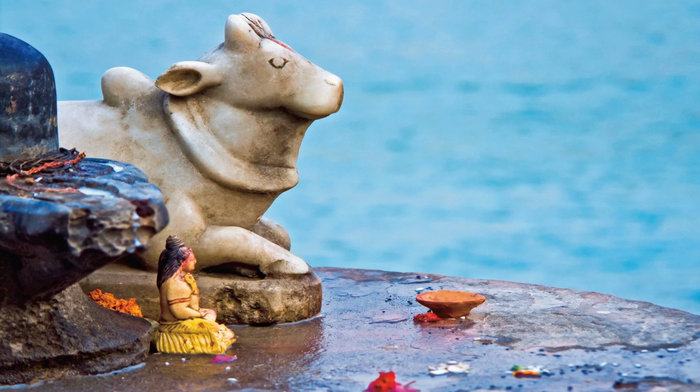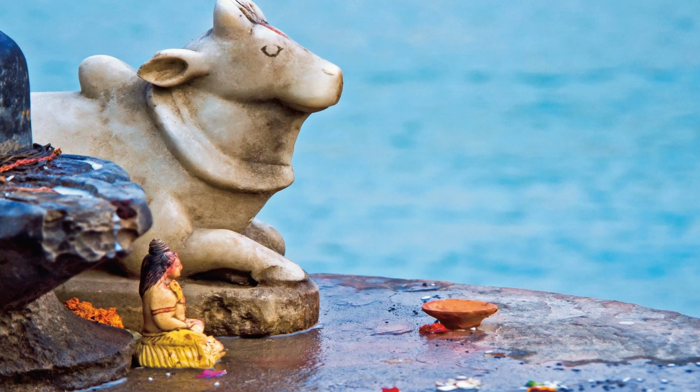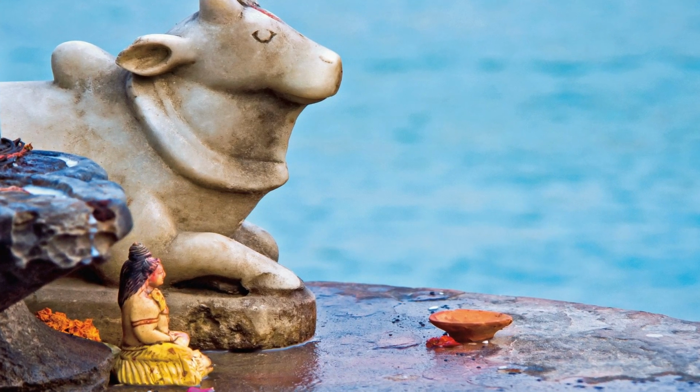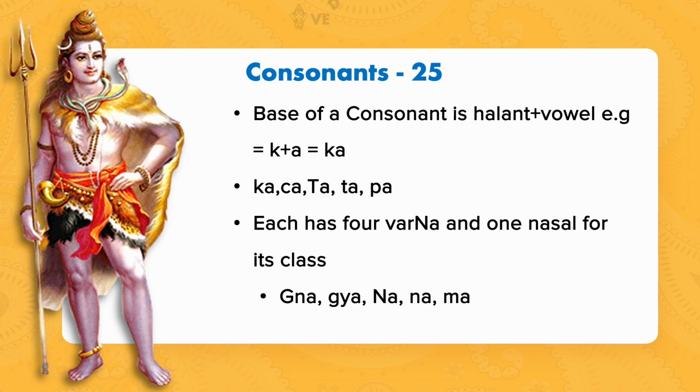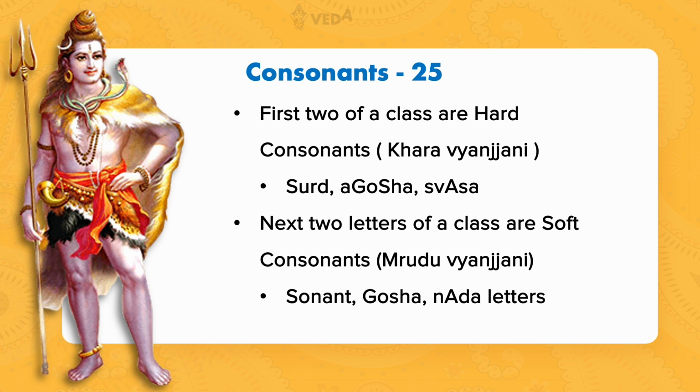The next concept that you need to learn is about hard and soft consonants. Let's say ka and ka. When you say the first two letters of any class or a varga, like ka, there is a hard touch, and as you say, it comes from the front of the mouth and it looks a bit hard. These are called hard consonants or kara vyanjani, right?